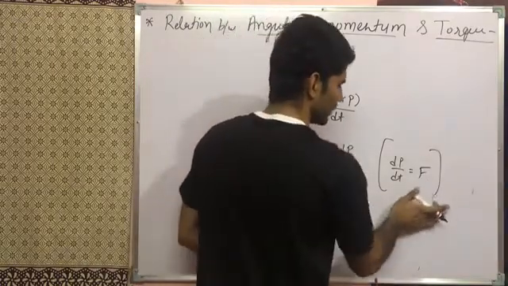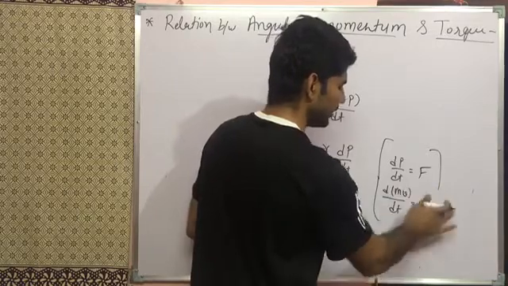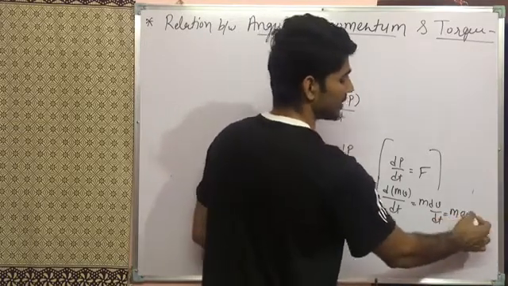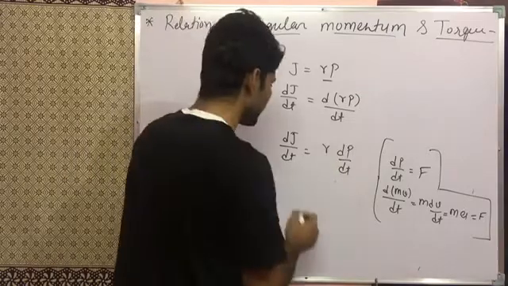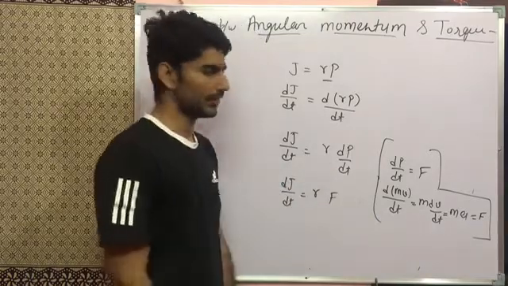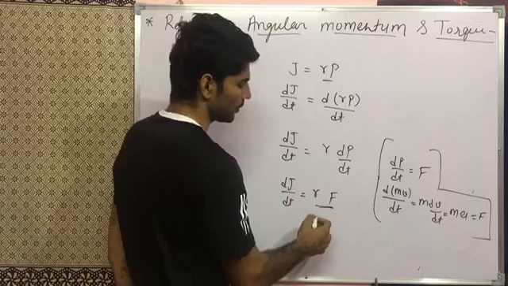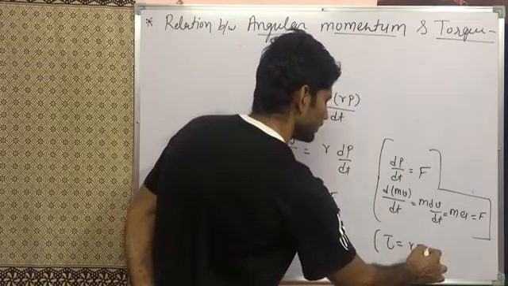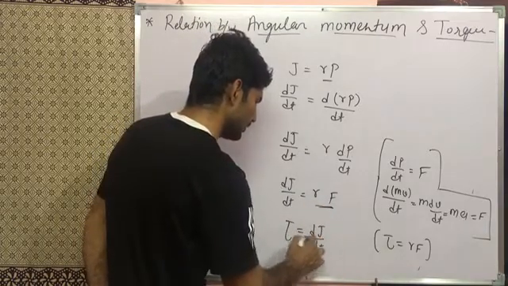Or you can also write it in this form: dp is mv, m is constant, so m into dv by dt, and dv by dt is the rate of change of velocity, which is acceleration, and mass into acceleration is force. So there are two ways. Anyway, you can write in this form. r is constant here, dp by dt becomes force, and r into F, you know very well what r into F means. This is the formula of torque, which is r into F. Everyone knows that. So torque becomes dJ by dt.